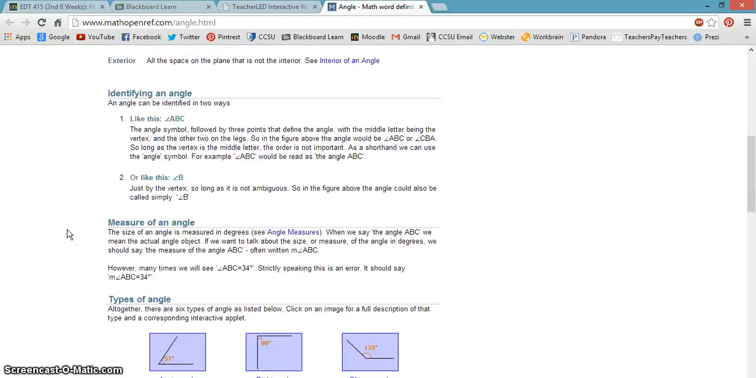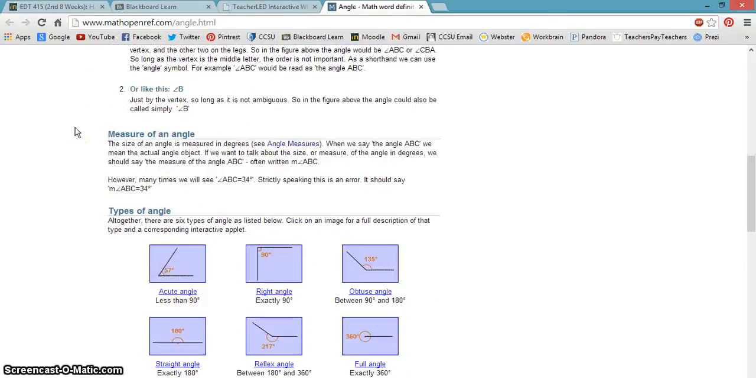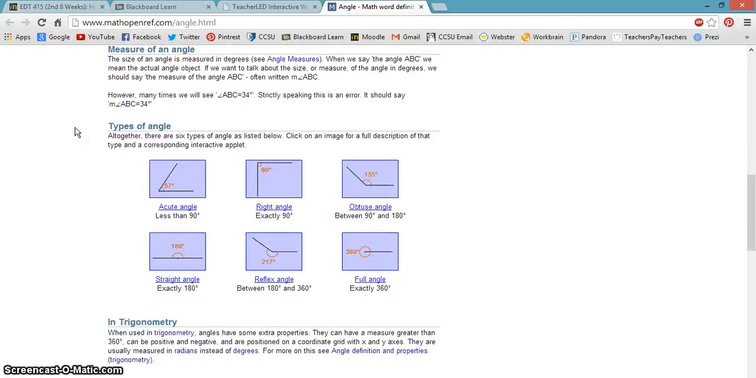Down here it goes into the different ways that an angle can be identified, which is two different ways. It talks about the symbols and different ways to write about it when you're doing math with angles. Then down here it talks about measuring them and the different types.